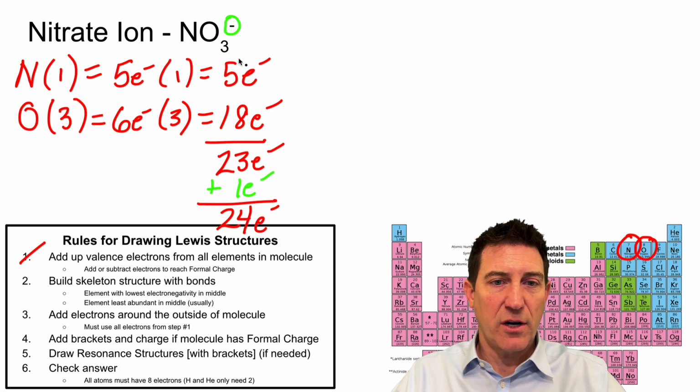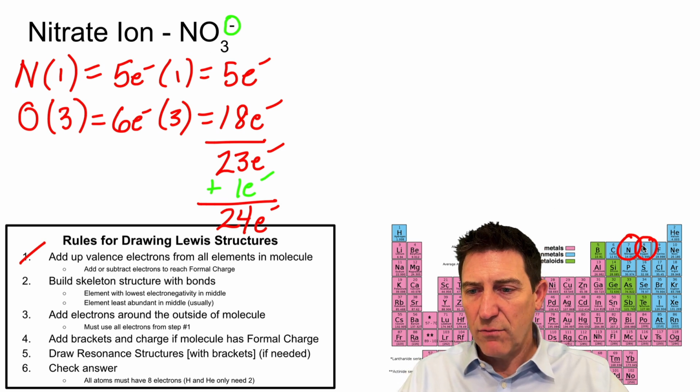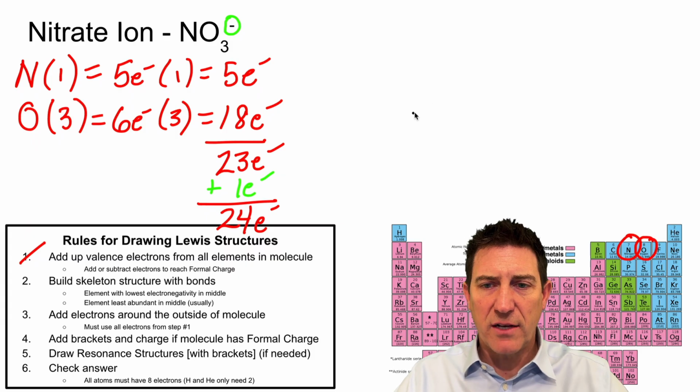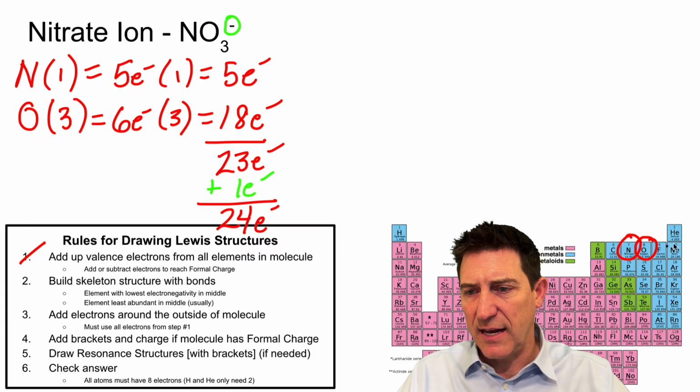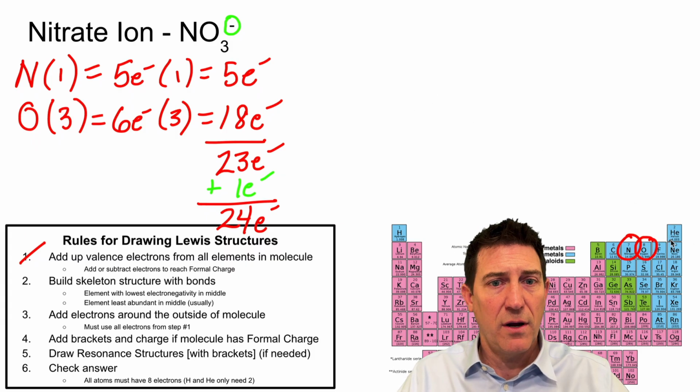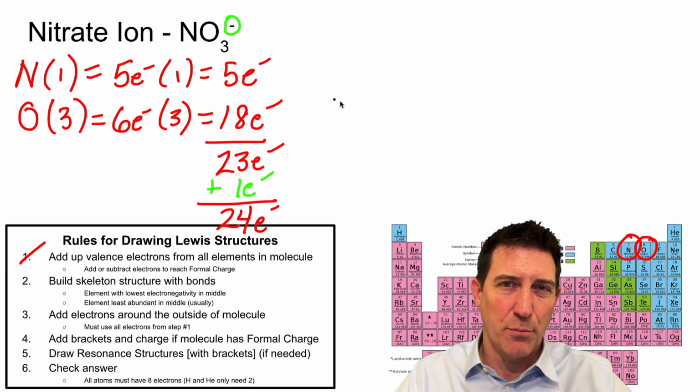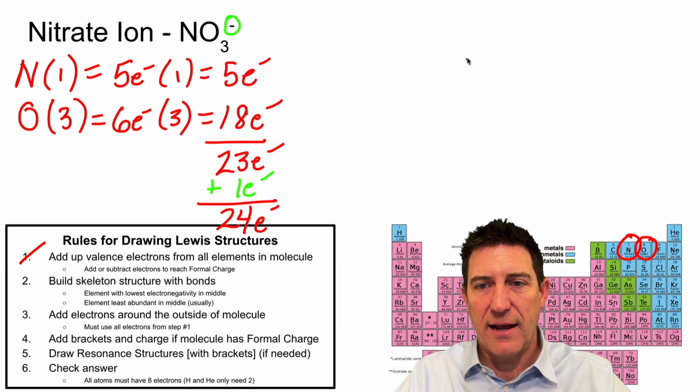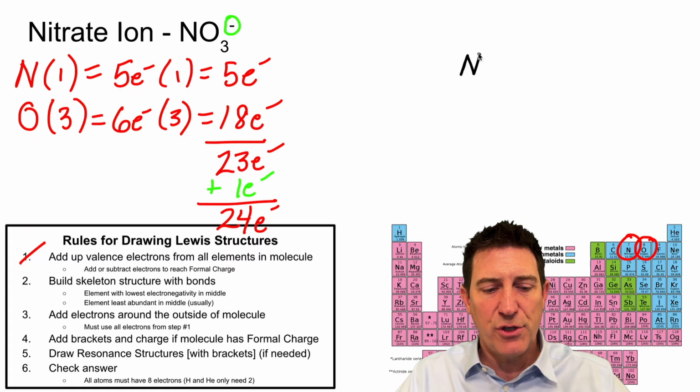For our skeleton structure, what's going to go in the middle? We have oxygen, we have nitrogen. Oxygen has higher electronegativity. I can see that because it's closer to this corner. Plus, there's only 1 nitrogen. That's a pretty good indicator that that's going to be our central atom. So I'm going to put my nitrogen here.